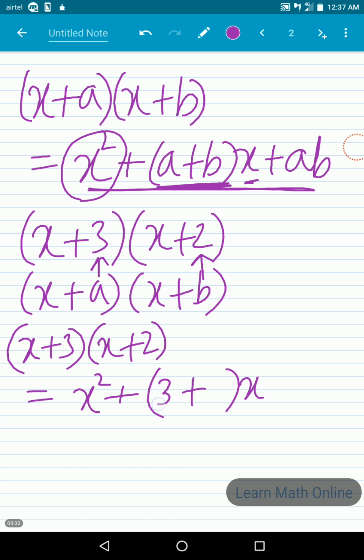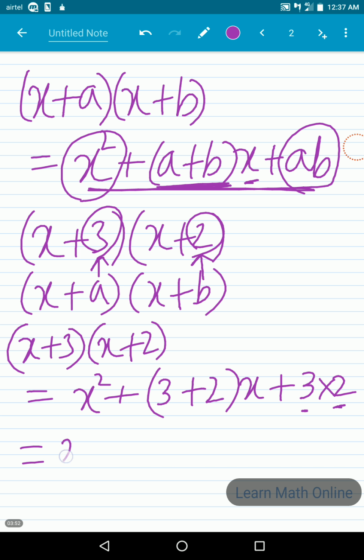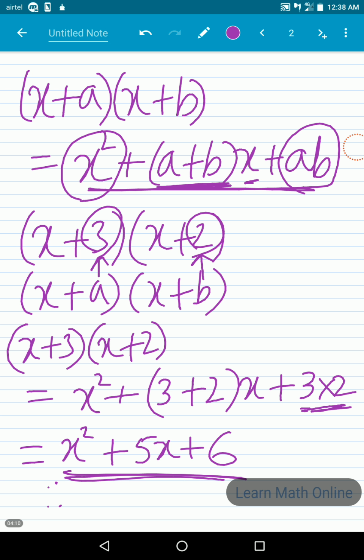But what is the value of a? 3. In place of a we have 3, in place of b we have 2, so it will be 3 plus 2 into x, plus the last term ab, a multiplied by b. So 3 multiplied by 2. This will be equal to x square plus 3 plus 2 is 5, so 5x, plus the last term, 3 multiplied by 2 is 6. So x plus 3 multiplied by x plus 2 will give us x square plus 5x plus 6.